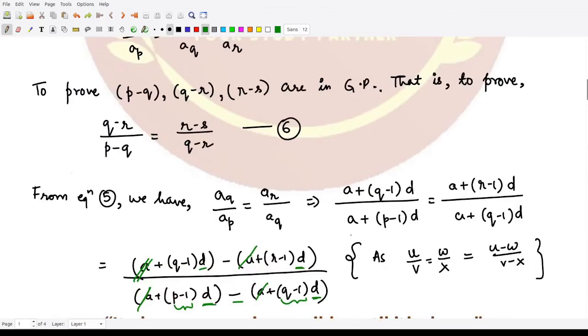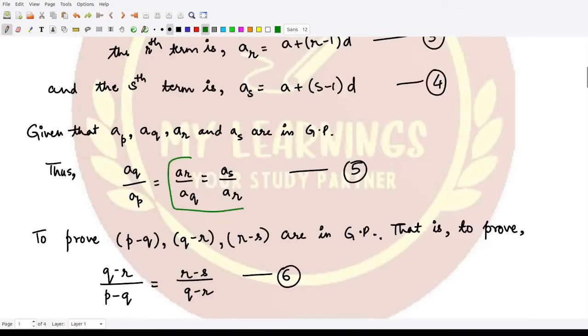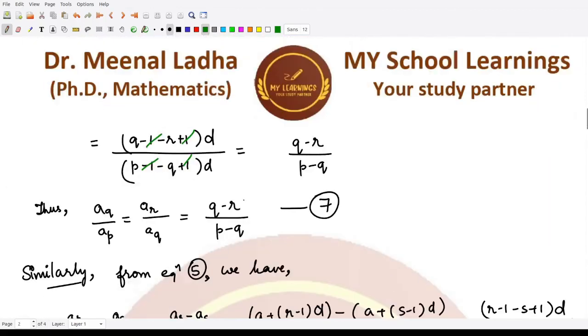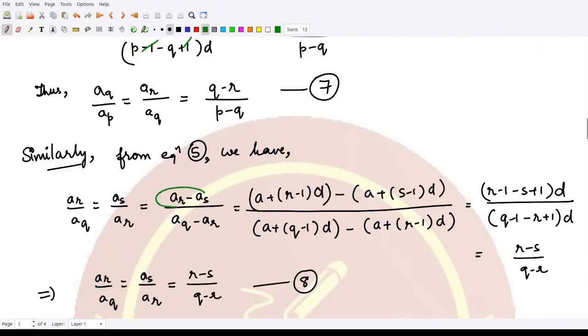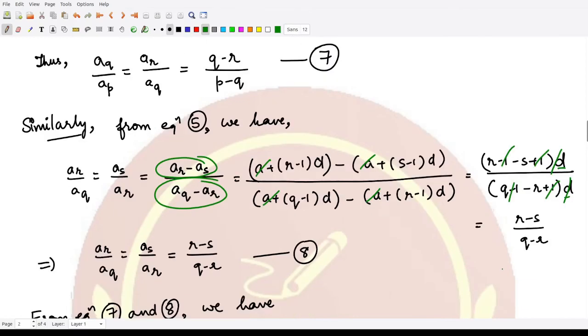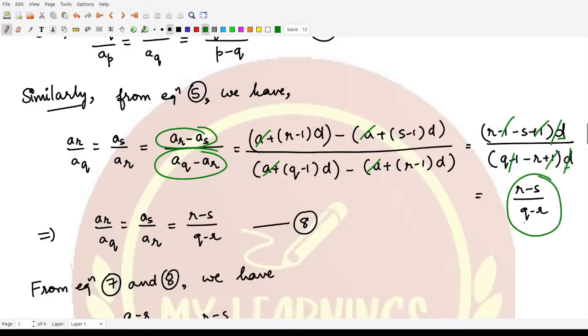Similarly, now we can take the second pair here: ar by aq is equal to as by ar. In this case also we can do the same thing. We can subtract the numerators divided by subtracting the denominators, then cancel out these terms. Take out the common term d in both the terms, and d and d get cancelled. Minus 1 plus 1 and minus 1 plus 1 get cancelled. So you're left with r minus s divided by q minus r. You see all of this is equal to this thing, so let's mark this as equation 8.